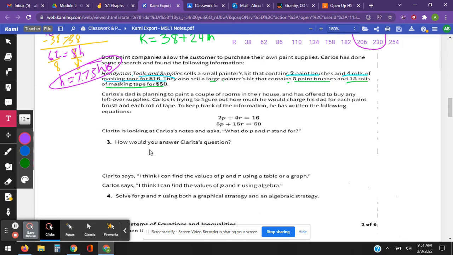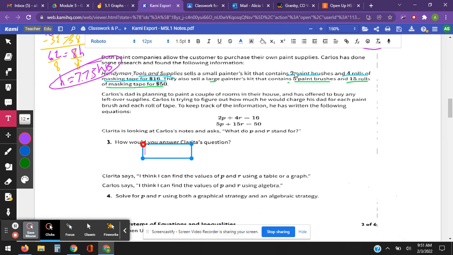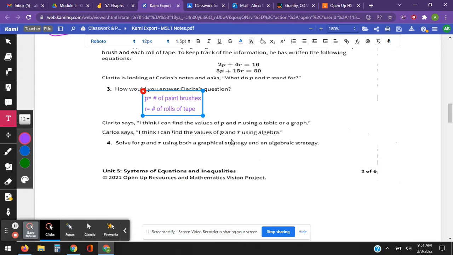Well, if we look up above here, P, 2 paintbrushes, 5 paintbrushes, 2, 5. So I'm going to say P equals number of paintbrushes. Then R, if P is talking about the paintbrushes, then R must be talking about the rolls of masking tape. So number of rolls of tape. Okay, so Clarita says, I think I can find them using a table or graph. Carlos says, I can use algebra. So what do we want to do with this?